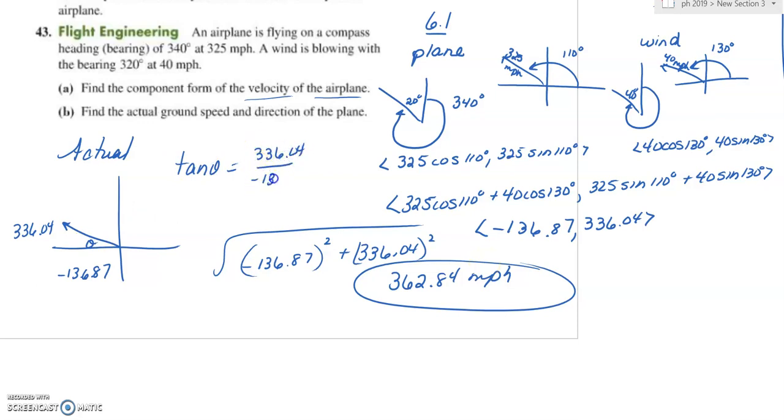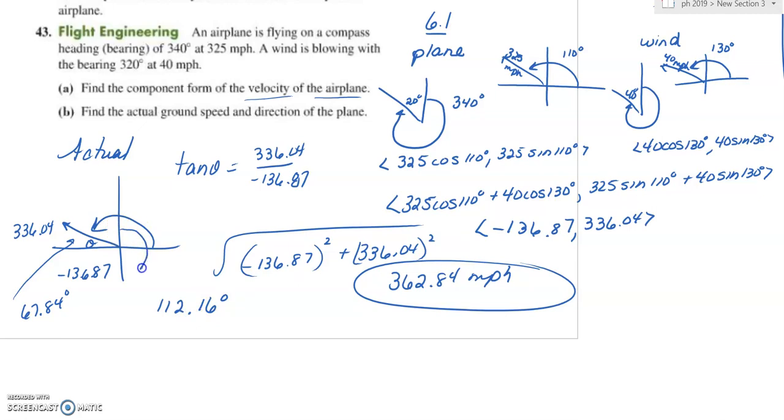So if you type this into your calculator, so inverse tangent of 336.04 divided by negative 136.87, and you end up with negative 67.84. So your calculator thinks you're in the fourth quadrant. So that reference angle is 67.84 degrees. So in standard position, that angle would be 112.16, which would be fine to describe your angle in standard position.